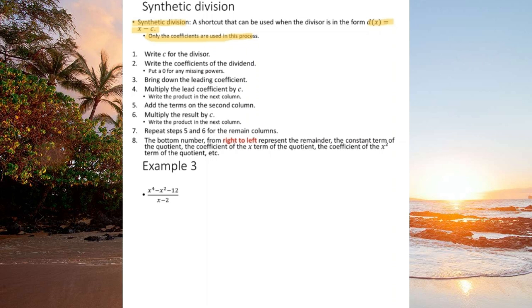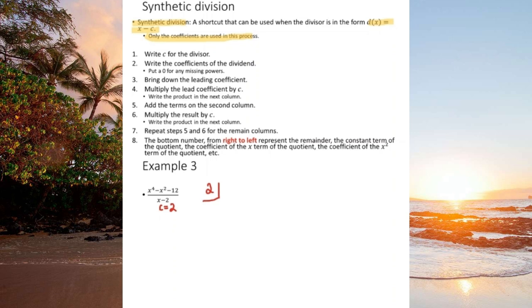If we take a look at our first problem in example 3, we're going to divide x to the fourth minus x squared minus 12 by x minus 2. Since we're dividing by x minus 2, we can use synthetic division, and our c would be positive 2. Our c is going to be the opposite sign of what we see in our divisor. To set up our synthetic division, we're going to put a little box with the 2 to represent our divisor.